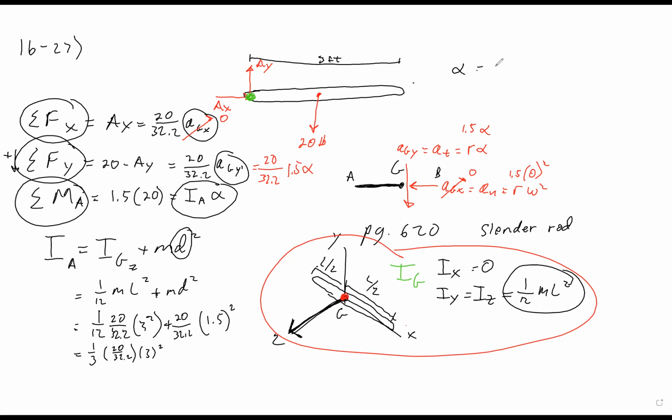What are the answers? We have alpha equal to 16.1 radians per second squared. We have a sub gy equal to 24.2 feet per second squared, and it happens to be going downward. If you get a positive answer, that's because we set down to be positive for some of the forces in the y, not because you have to always do it that way. I just wanted to show you that that is allowed. We have the AX force equal to 0 pounds, and the AY force equal to 5 pounds.